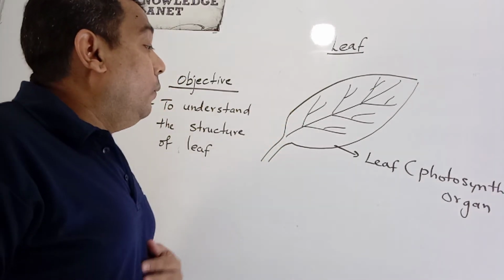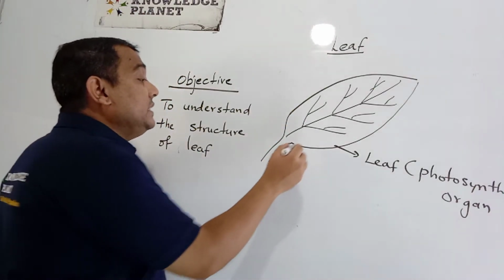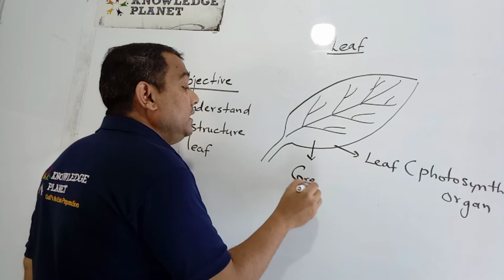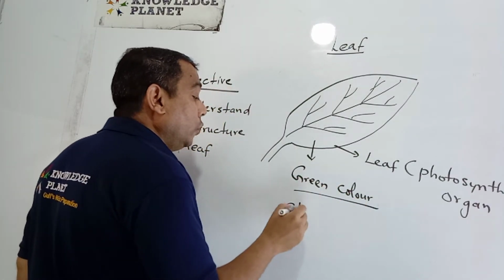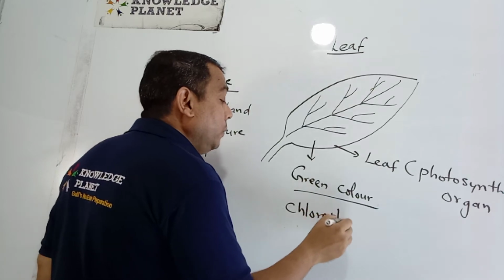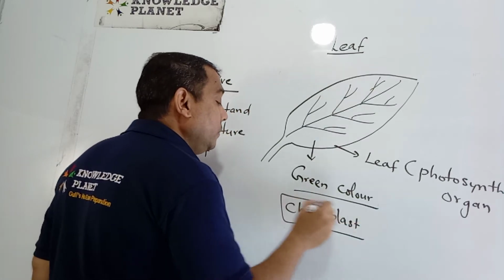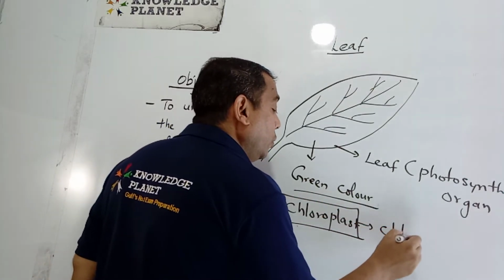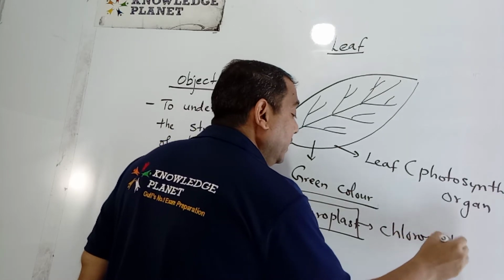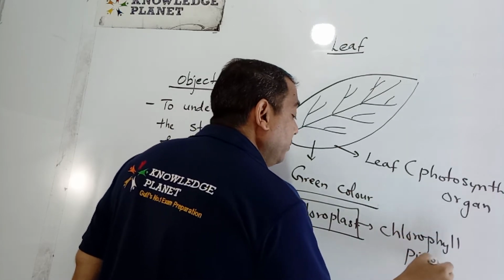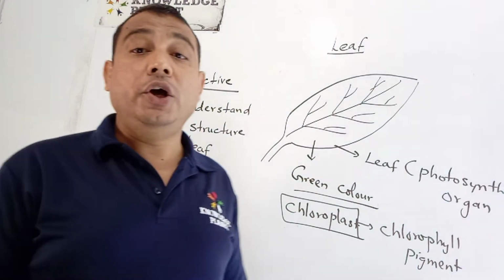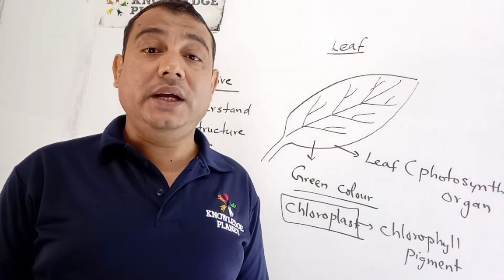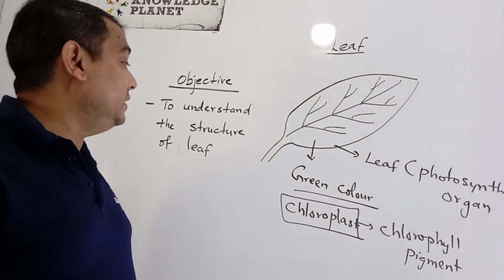So what will the leaf be doing? The leaf is green in color. We can say it is green due to what? It is due to chloroplast. This chloroplast contains chlorophyll pigment. So this pigment helps in what? It will help in photosynthesis, okay?